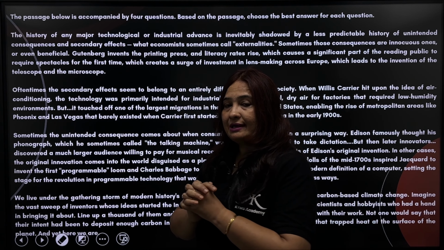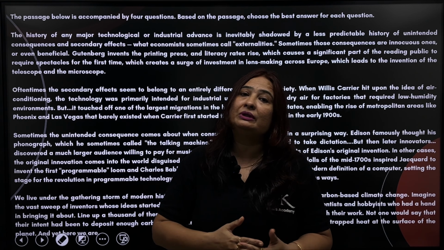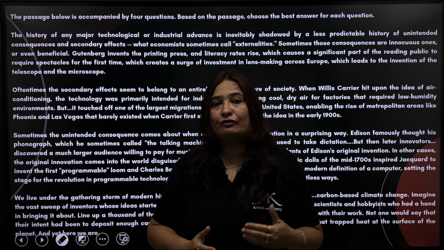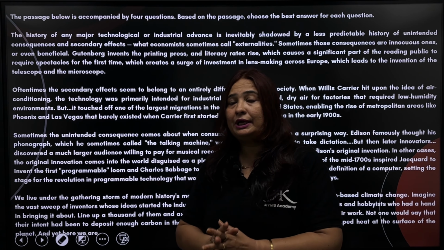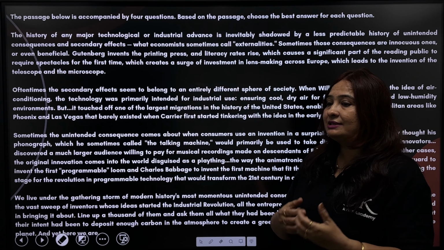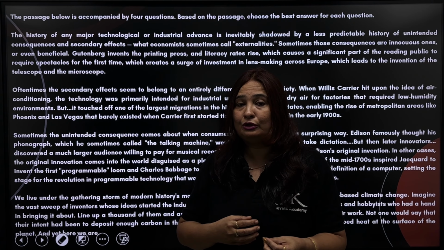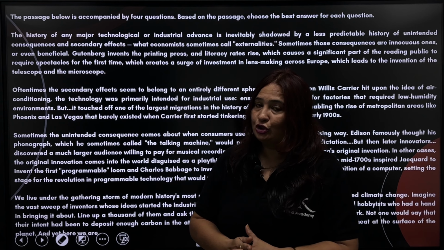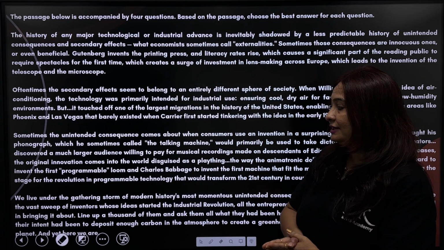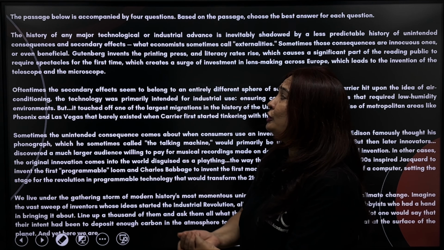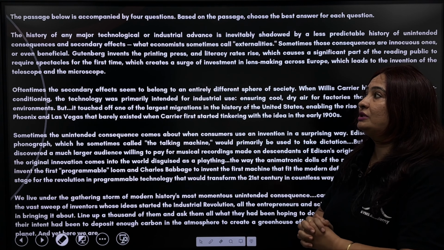Now, the tone of today's RC is cautionary and the author is full of warning because it's talking about the unintended consequences of the inventions that can be negative also and positive also. Basically the author is giving us the warning regarding the unintended consequences of the industrial revolution that led to climate change. So this passage is going to be very interesting, very easy to understand. I'm going to read the passage paragraph by paragraph and then we come down to the questions and the options.